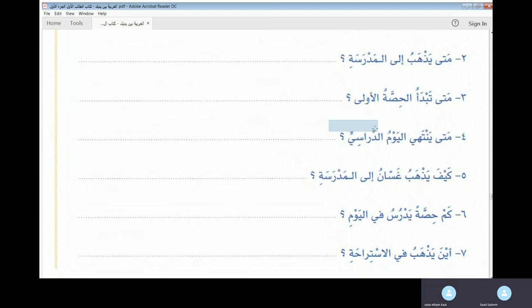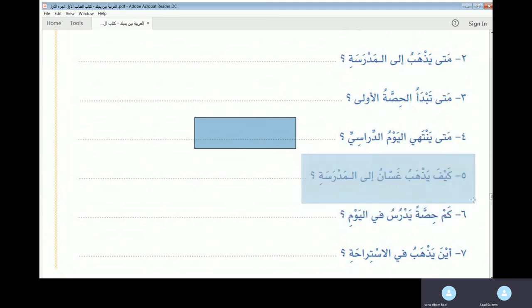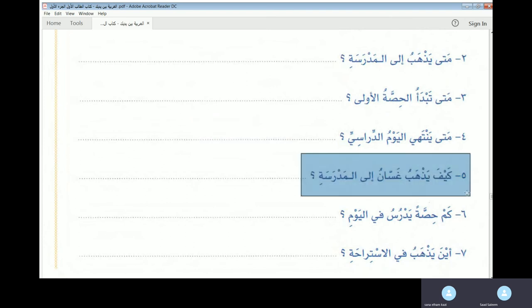Mata yantahi al-yawm al-dirasi? When does the school day end? Yantahi al-yawm al-dirasi al-sa'a al-wahida az-zuhr. So the school day ends at 1 o'clock in the afternoon.